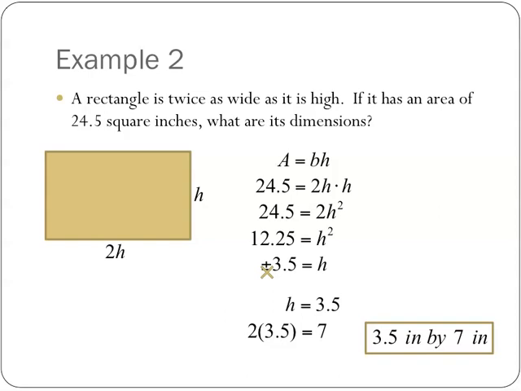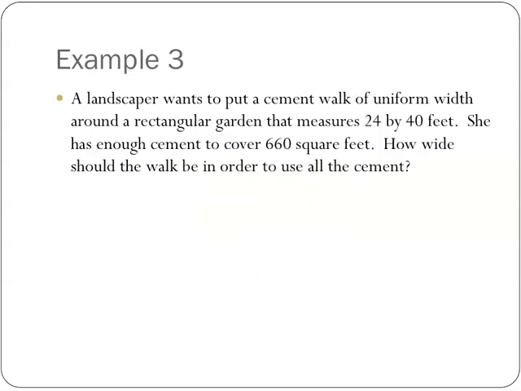All right, example 3. A landscaper wants to put a cement walk of uniform width around a rectangular garden that measures 24 by 40 feet. She has enough cement to cover 660 square feet. How wide should the walk be in order to use all the cement? Let's start by drawing a picture.